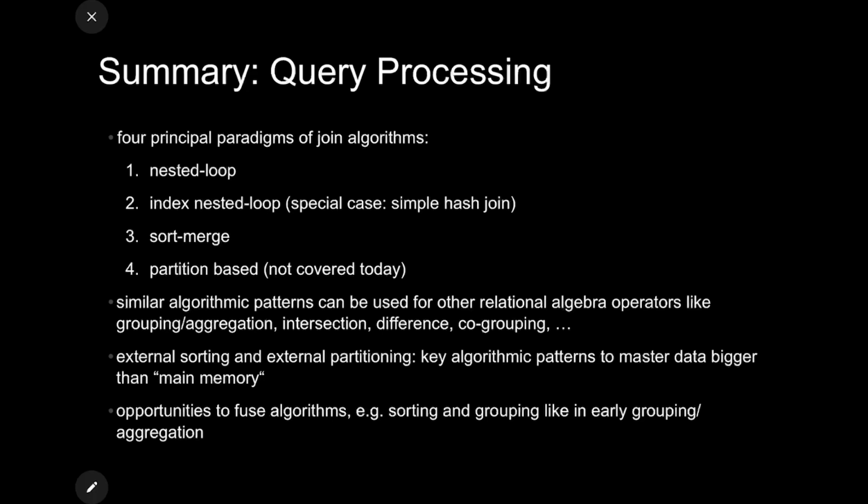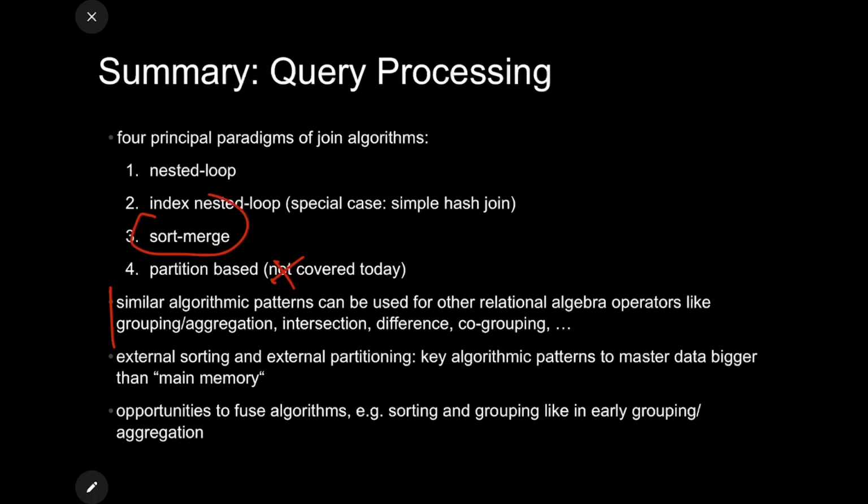Then there is the sort merge join and the partition-based one, which we did not cover today, is not fully correct. We covered it with co-grouping. Basically, what I showed there is a variant of a partition-based index. Grace hash join is co-partitioning. Once you understand these algorithms, you can implement all of these operators. That's the cool thing.